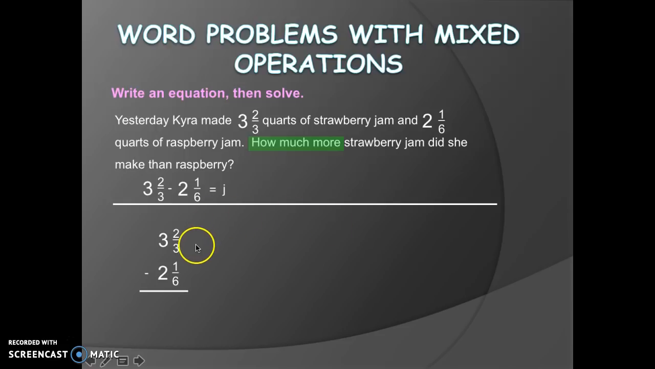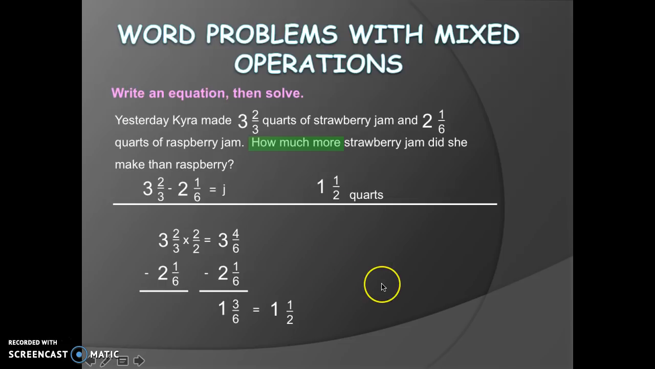All right, so here's my problem. I'm going to be subtracting, so I need a common denominator. 3 times 2 is 6, so I multiply the top by 2 also, and I get 4/6. So 4/6 minus 1/6 is 3/6. 3 minus 2 is 1. 3/6 can be simplified to 1/2. So how much more? 1 1/2 quarts more. And that's where I get my label of quarts.